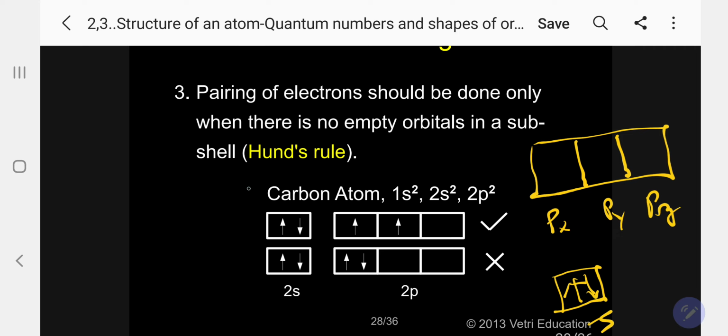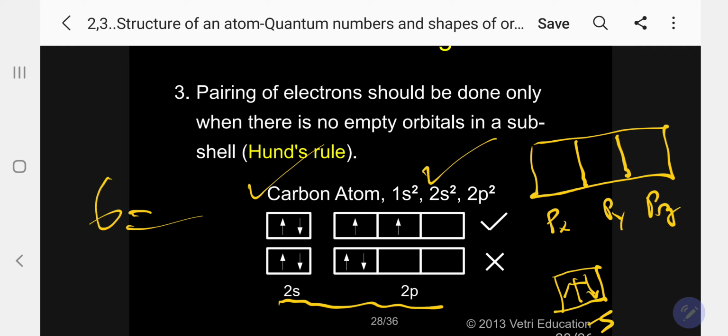Suppose I take the example of the carbon atom: hydrogen, helium, lithium, beryllium, boron, carbon. Atomic number 6 means 1s2, 2s2, 2p2, so 6 electrons. But here we are only showing the outermost electrons, 2s and 2p, because only the valence shell is represented. That is the convention in chemistry.